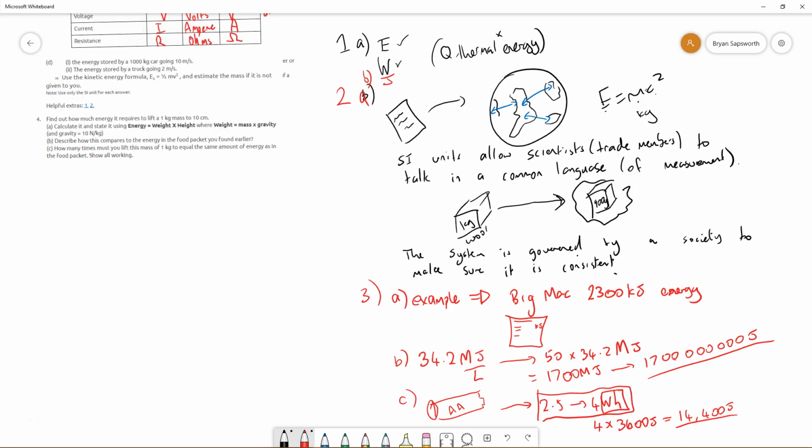Okay, so this one here, D, I. The energy stored by a 1000 kg car going 10 meters per second. Now, the actual formula we're going to use is this one here. EK, your energy, so this is kinetic energy, is equal to half mv squared. So 0.5 times your mass, which is 1000, times your speed, 10 squared. So we'll show you how to do that in the calculator.